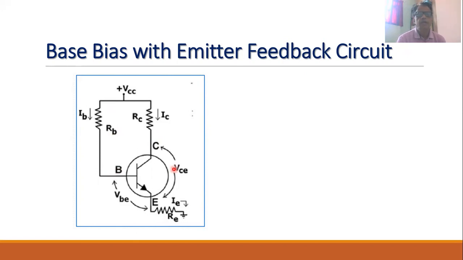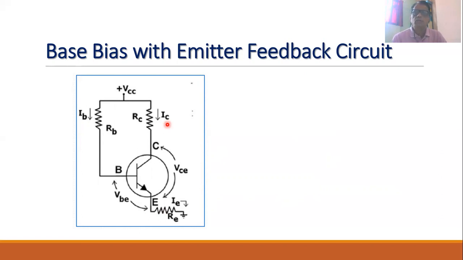The voltage between collector and emitter is called VCE, and the voltage between base and emitter is called VB. The current flowing through this resistance is the emitter current, and RE is the emitter resistance. The base current IB flows through the resistance RB, and the collector current IC flows through the resistance RC.